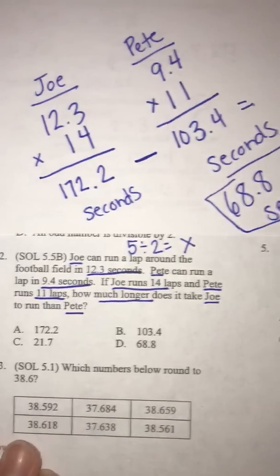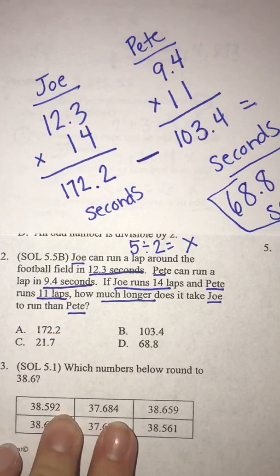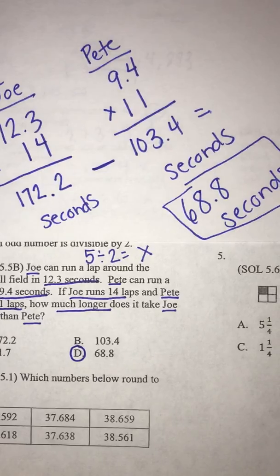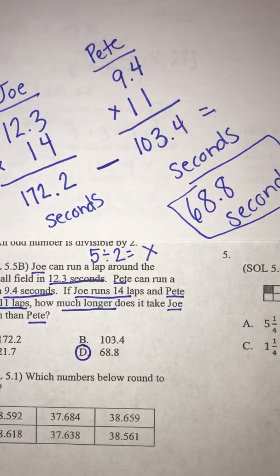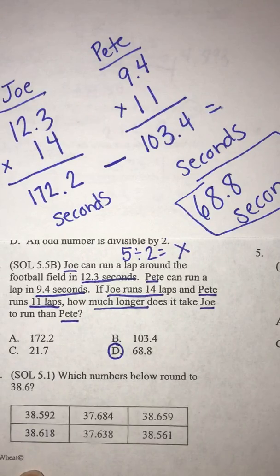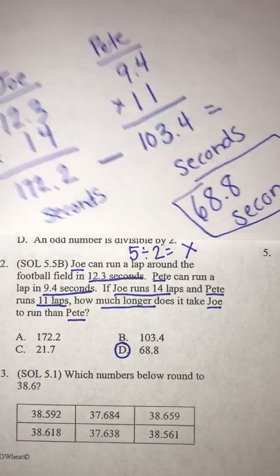Okay, I'm going to see if I can find that answer choice down here. I see that D matches the comparison between Joe and Pete. Okay, so I hope that one made sense.